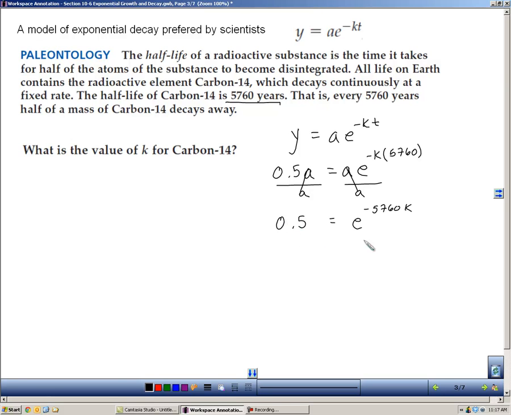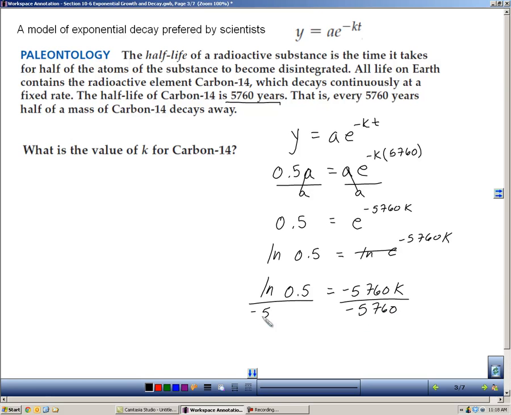So now we have 0.5 equals e to this exponent. I would like the exponent to be brought down. Because I have a base e, the opposite of base e is the natural log. So I'm going to take the natural log of both sides, or the ln. Now because the natural log and the natural base cancel each other out, I'm left with ln of 0.5 equals negative 5,760k. So now I've basically brought the k down so that I can solve for it. So we'll divide now by this number and isolate the k.